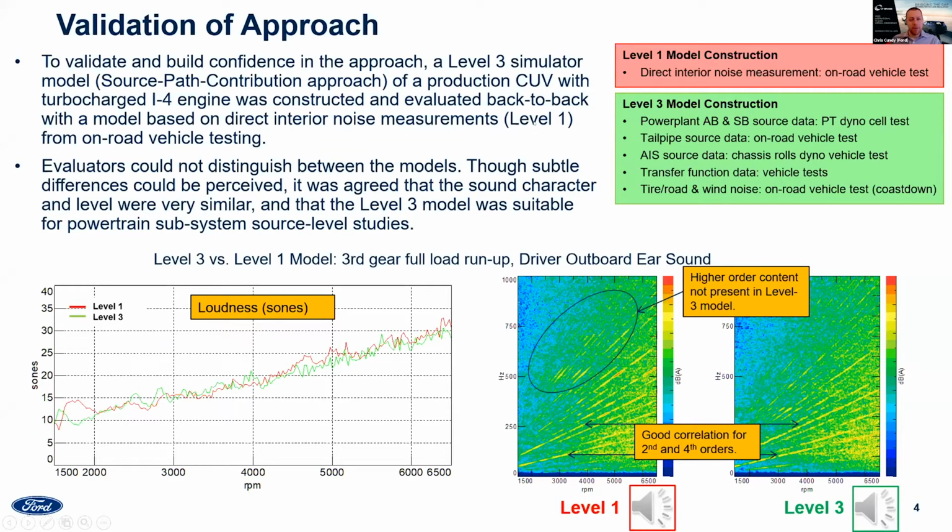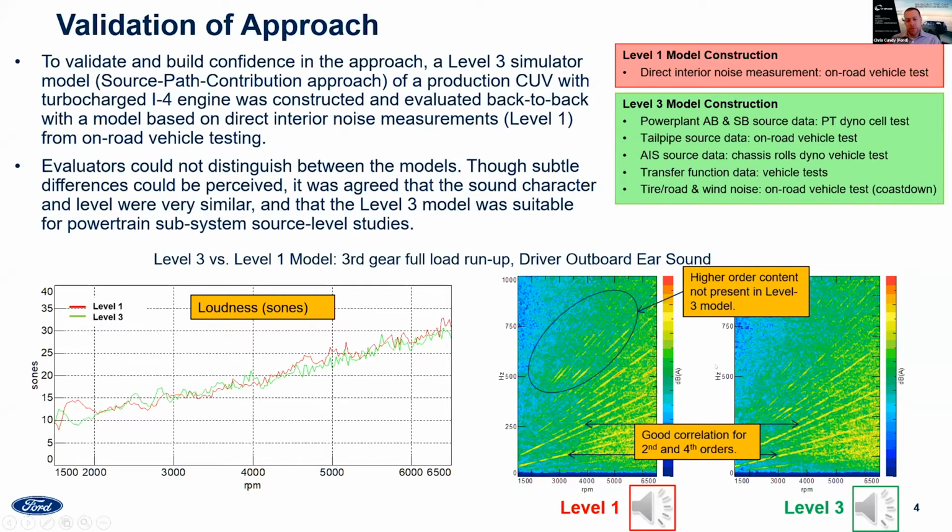We set up listening evaluations to have participants listen to the two models back to back. We didn't label the models. And what we found was that the evaluators could not distinguish which one was the synthesized noise built using the source path contribution approach and which one was the direct interior noise measurement, or the level 1 model. So you can see from the objective data at the bottom here, the overall loudness of those two models is very similar.